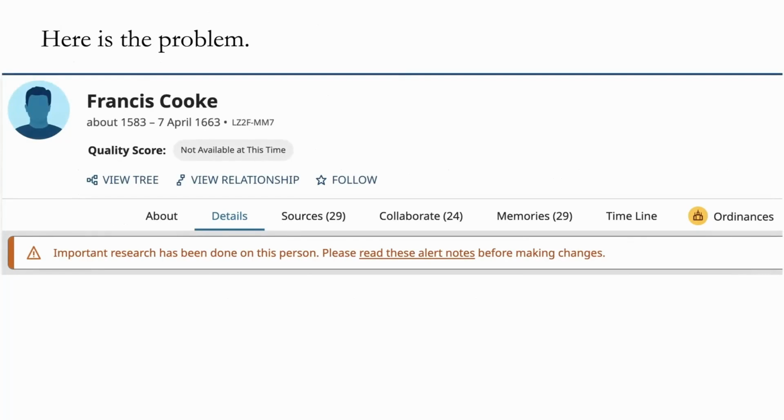So here's an analysis of what's going on. In this case, I'm going to use Francis Cook. Now, Francis Cook just happens to be one of the Mayflower passengers. And you can see that he has an about birth date. That's because after more than 100 years of research by the Mayflower Society into all of the Mayflower passengers and all 5 generations of descendants of the Mayflower passengers, all of that information has been poured into the family tree.